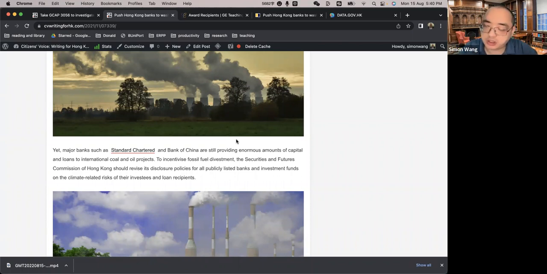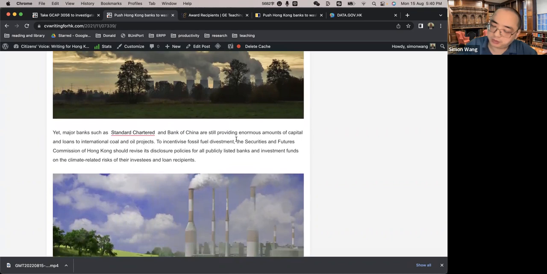the Hong Kong government, especially the Securities and Futures Commission, as well as the Hong Kong Monetary Authority, has required investors, the people who invested a certain amount of money, I think it's probably more than 800 million Hong Kong dollars or US dollars, to disclose the carbon emission of the companies they invested in.